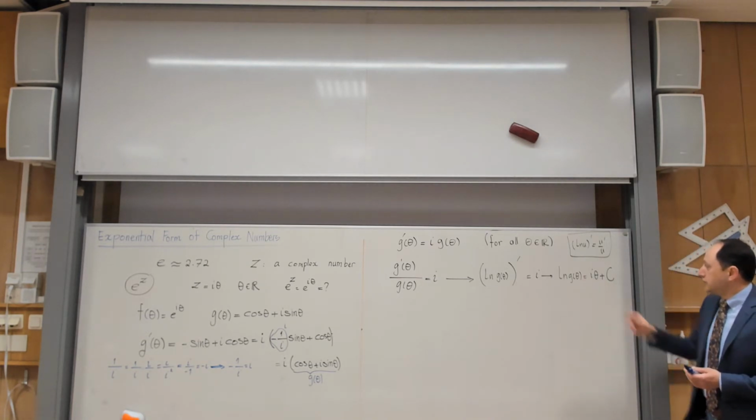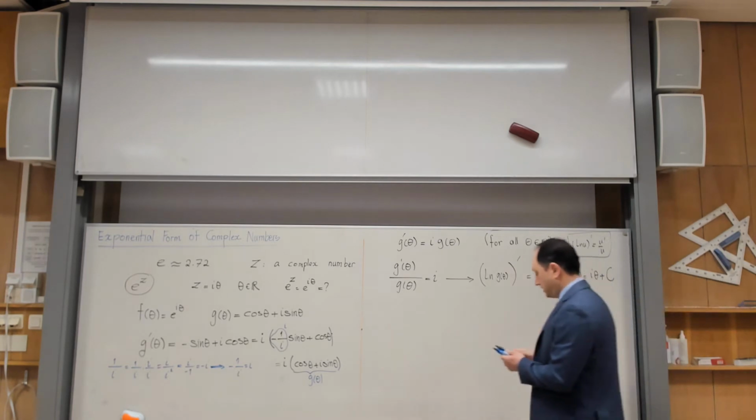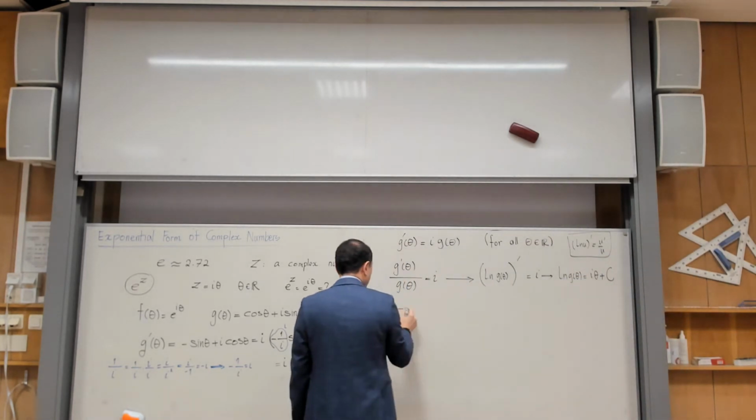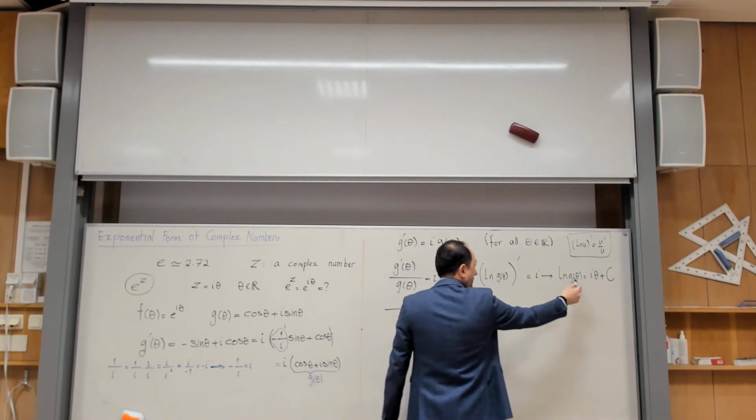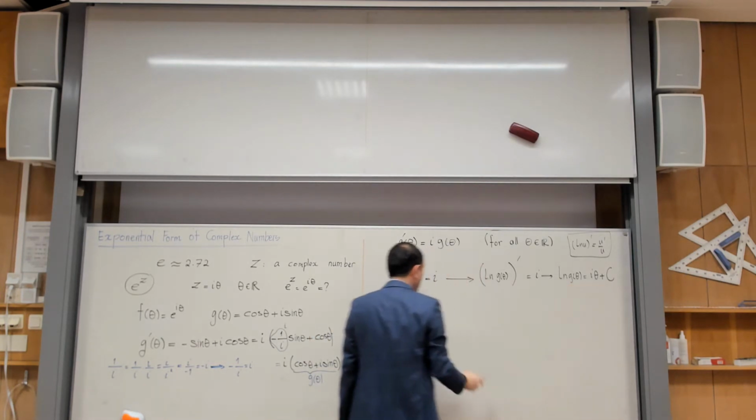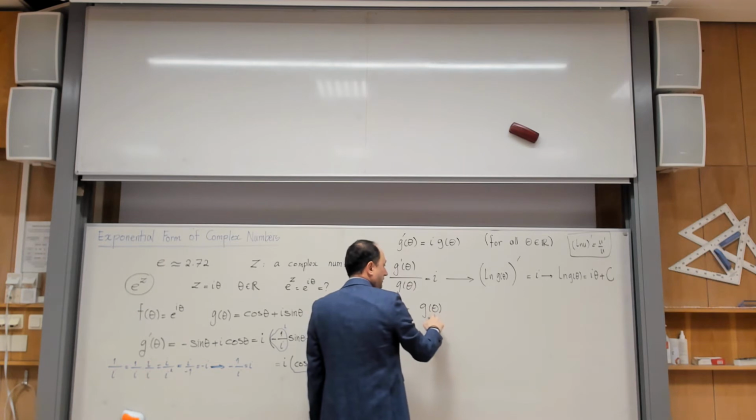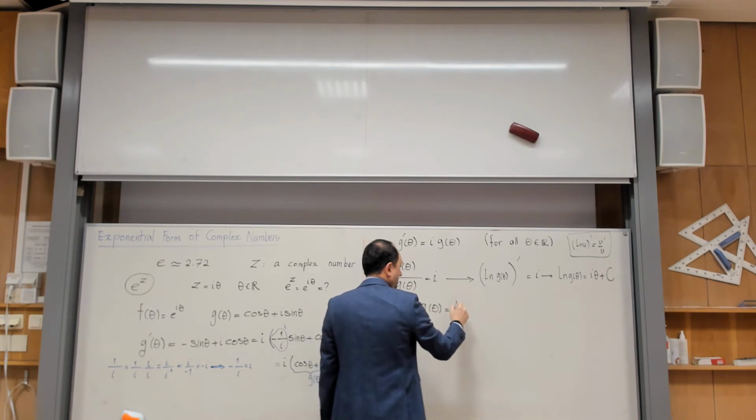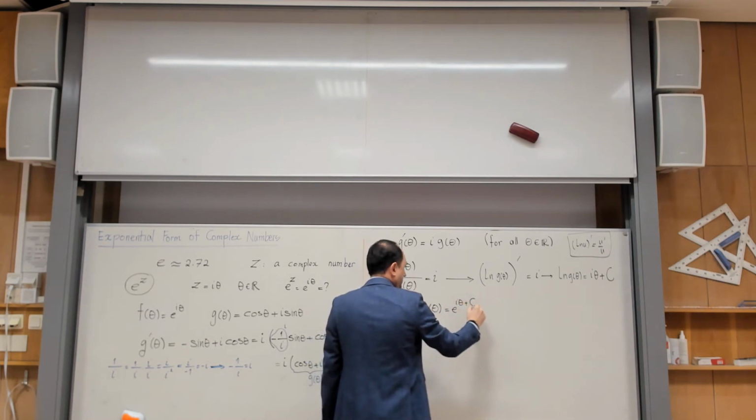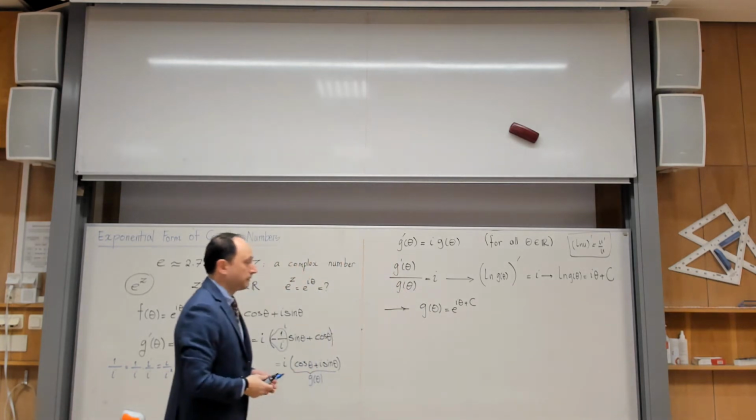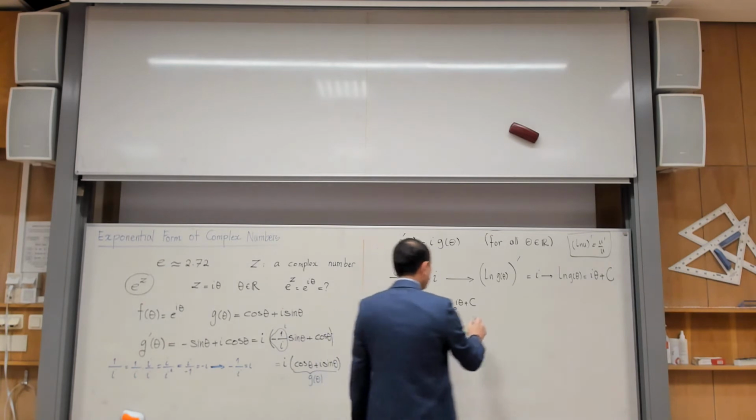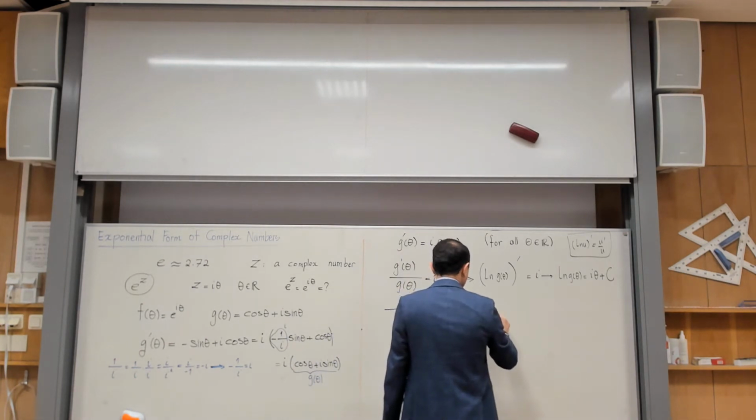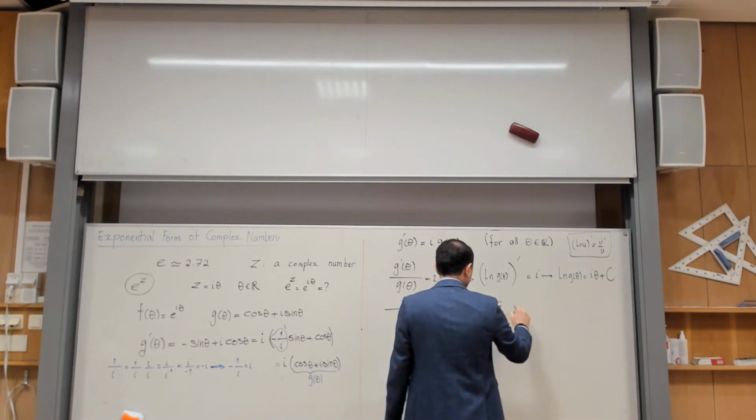I am looking for g of theta. ln of g of theta is equal to that. So ln of g of theta is i theta plus c. It means that g of theta is e to the power of i theta plus c. Yes? And then I can write it as e to the power c, e to the power i theta.